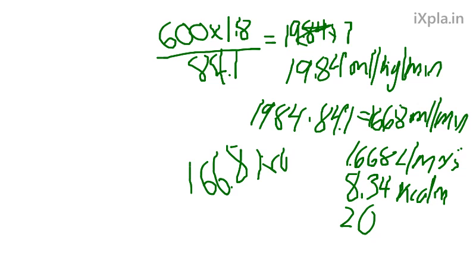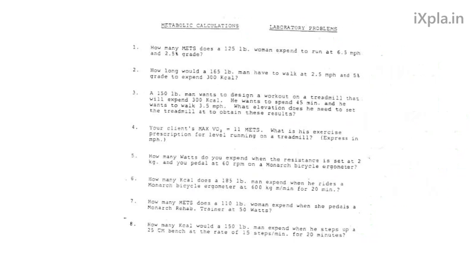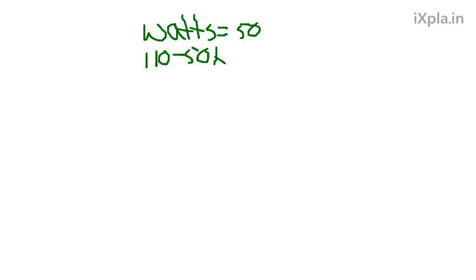Now I realize I'm going pretty fast, but this is all plug and chug simple algebra, so no reason to focus on it too much. Now, number 7 is asking the same exact thing, a little different. You have to do one more step. It's asking for METs for a 110-pound woman when she pedals. And now instead of kilograms per meter per minute, she's giving watts. So remember the formula for watts. 50 watts. She's 110 pounds, so convert that, that's 50 kilograms. And they're asking for how many METs.